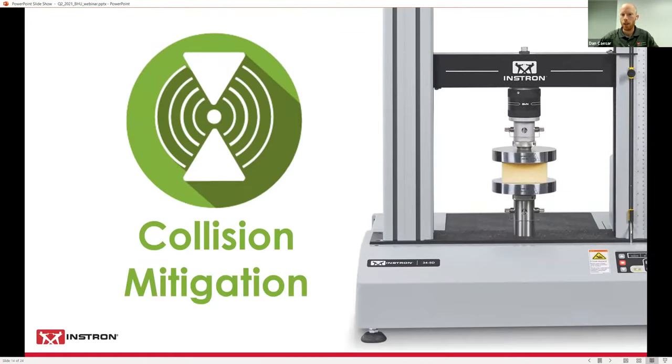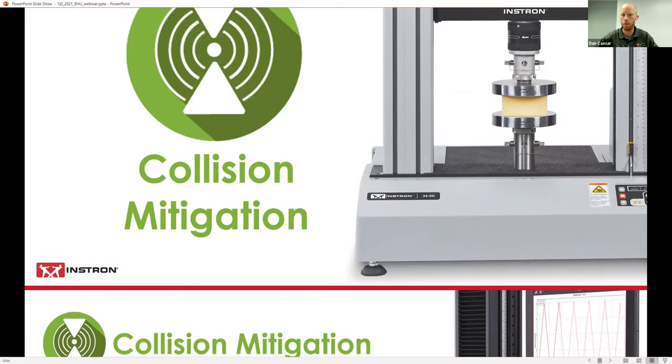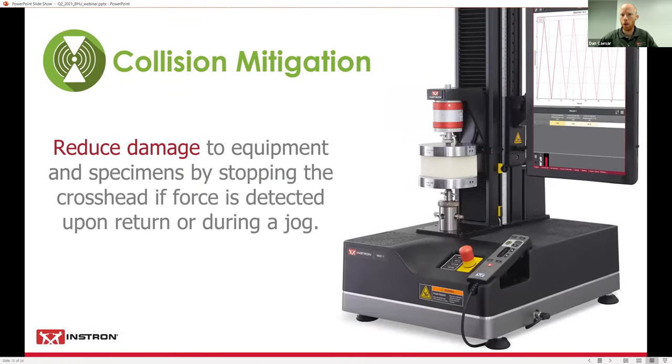And the last 3400 feature we're going to be reviewing today is collision mitigation, which is designed to help you protect your investment and feel a little more confident when you're using an Instron frame. Collision mitigation helps to reduce damage to equipment and specimens by stopping the crosshead if force is detected during a jog or return event. After the crosshead stops, it will move up or down slightly to the position where the event was first detected to relieve any undesired force.